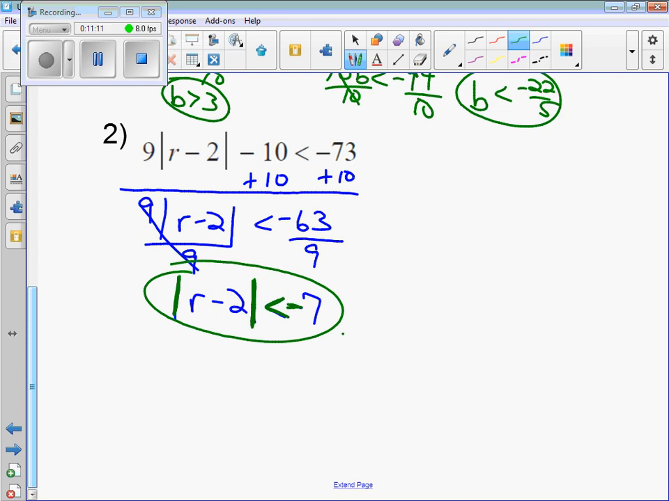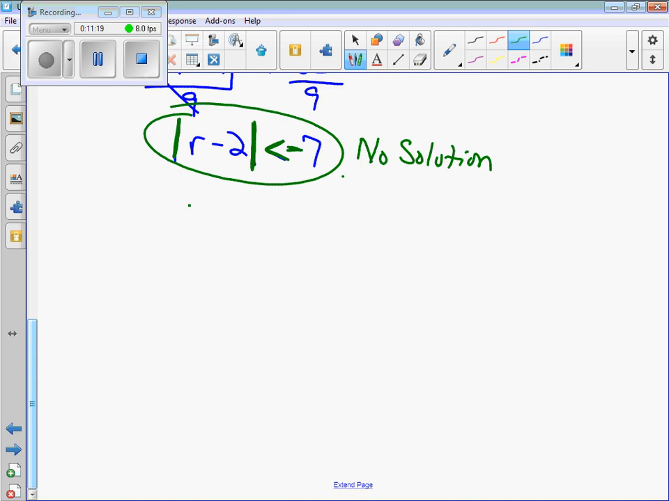There are some special cases for inequalities. So if the absolute value of something is less than a negative number, that's a no solution, just like if it was equal to. And if the absolute value of anything is greater than a negative number, remember, anything that comes out of absolute value is positive. So a positive number is always greater than a negative. So this would be infinite solutions.